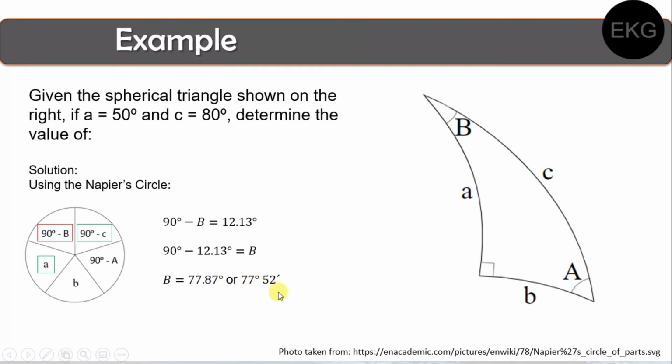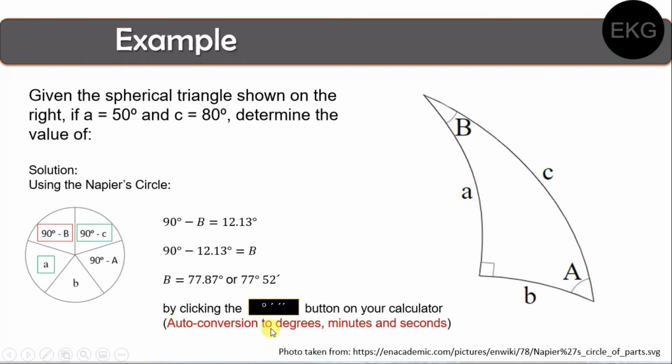52 minutes. Now, paano yan naging ganyan? You just press this button on your calculator. From decimal, automatic magiging ganito yung form niyan. Actually, meron pang seconds yan na i-display, because this button means degree, minutes, then seconds. Meaning it's an auto conversion to degrees, minutes, and seconds na unit. So that is in solving angle B.